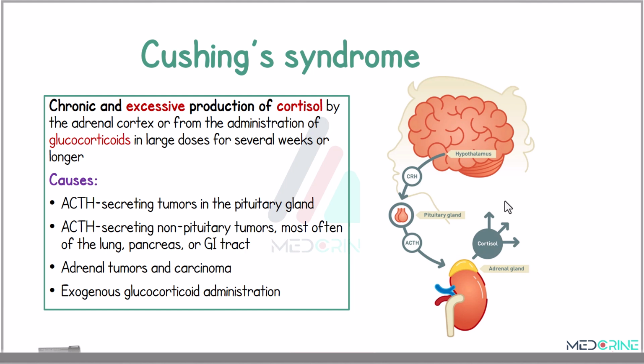The second adrenal gland disorder is Cushing syndrome. Cushing syndrome involves a chronic and excessive cortisol production by the adrenal cortex or from external glucocorticoid use. The causes for Cushing syndrome include an ACTH secreting tumor of the pituitary, the non-pituitary tumors of the lung, the pancreas, or the gastrointestinal tract, as well as adrenal tumors or carcinomas of the adrenal gland. Exogenous glucocorticoid can as well cause Cushing syndrome.